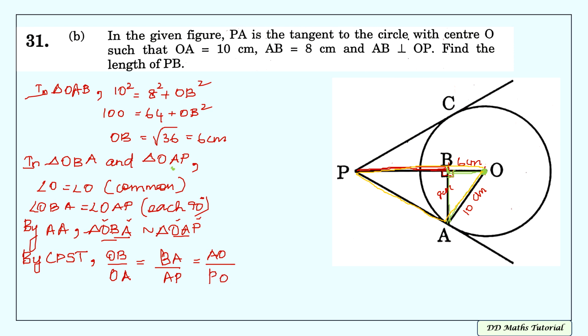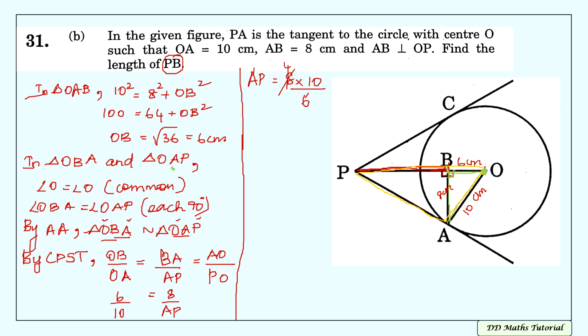Now let us write all the measurements that we know. OB's length is 6, OA is 10 and BA's length is 8, and AP we do not know. First we are going to find the length of AP, and using AP's length, we are going to find PB's length. To find AP, once you cross multiply, we get AP is equal to 8 into 10 divided by 6. So it is going to be 40 by 3. AP's length is 40 by 3 centimeter.